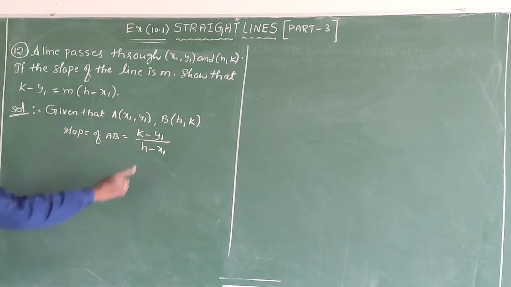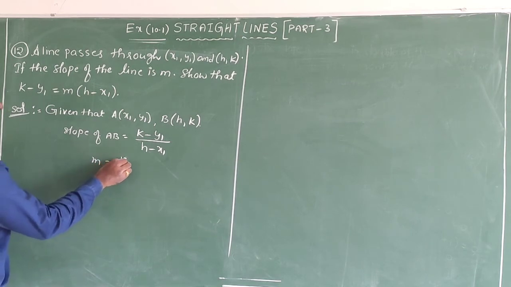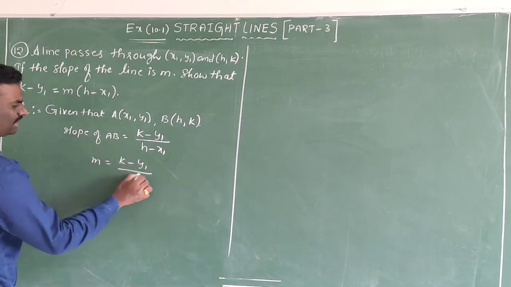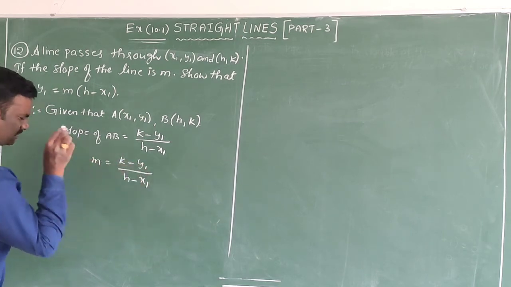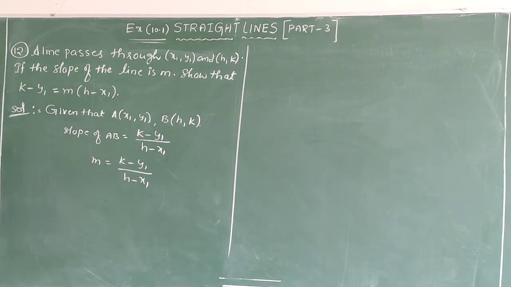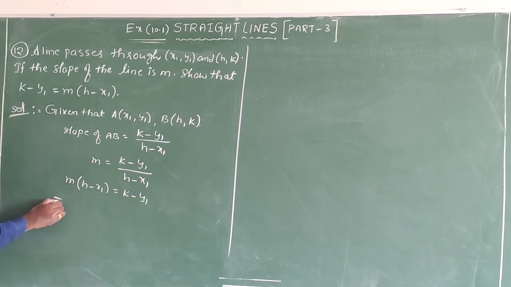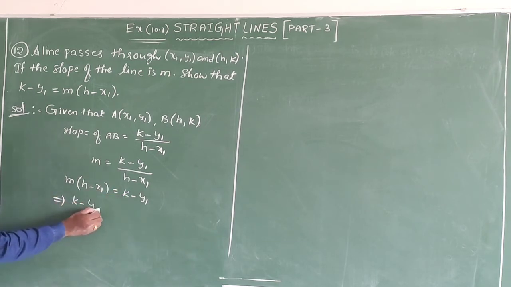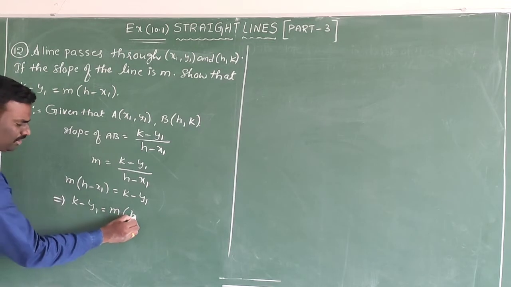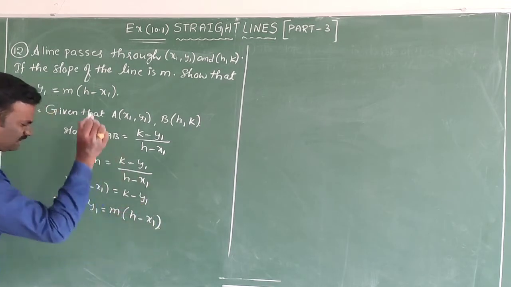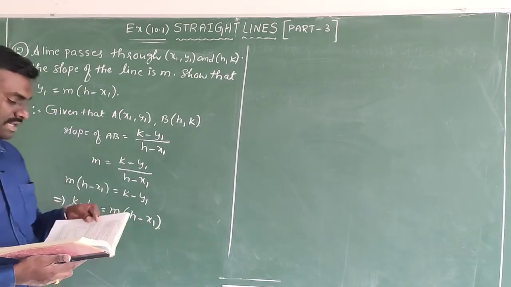But slope is given already, how much? M. Therefore, m is equal to k minus y1 by h minus x1. Cross multiplication, then you will get m into h minus x1 is equal to k minus y1. That implies, I will write RHS first. Then what you will get? K minus y1 is equal to m into h minus x1. So this is the answer.